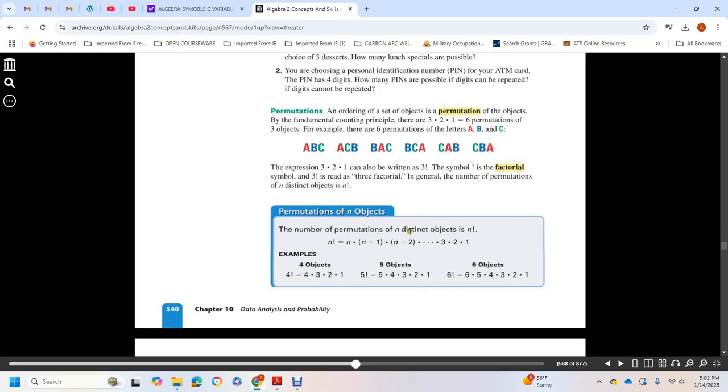Permutations of n distinct objects: n factorial is equal to n times n minus 1 times n minus 2, and so on down to 3, 2, 1. For example, 4 factorial would be 4 times 3 times 2 times 1. 5 factorial is 5, 4, 3, 2, 1, all multiplied. 6 factorial is 6, 5, 4, 3, 2, 1.